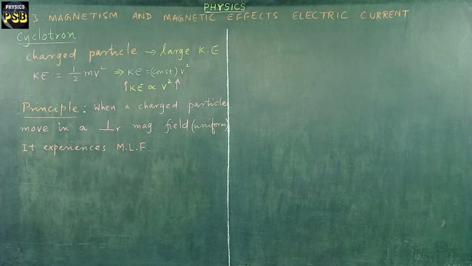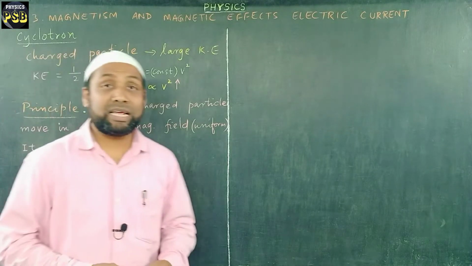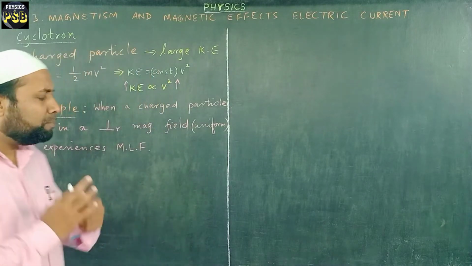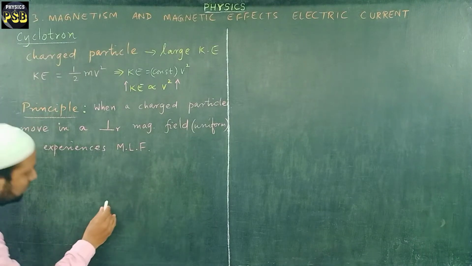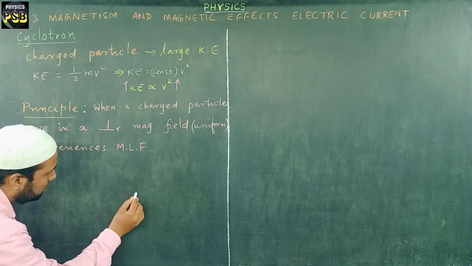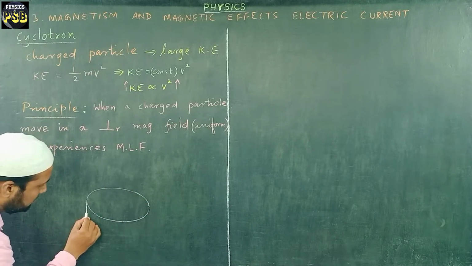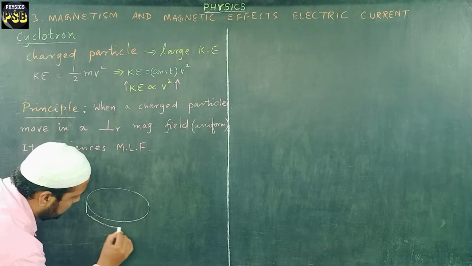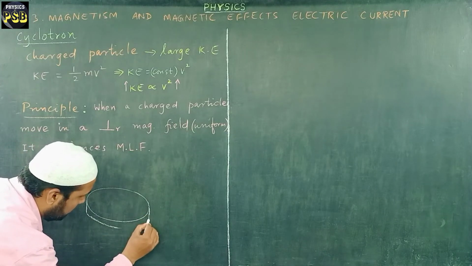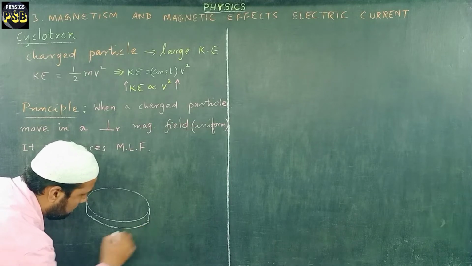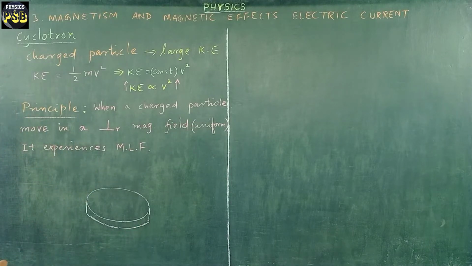Now, how does the cyclotron look? Let me show this to you. A cyclotron consists of two semicircular containers, two semicircular metal containers, which are completely hollow from inside.